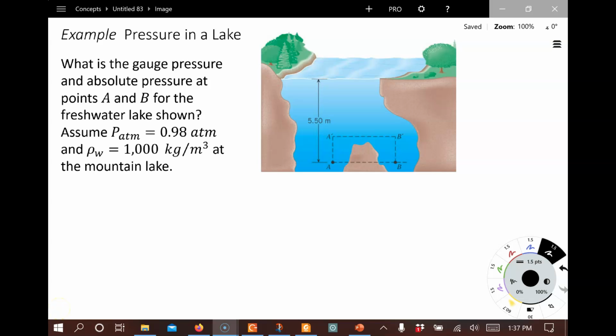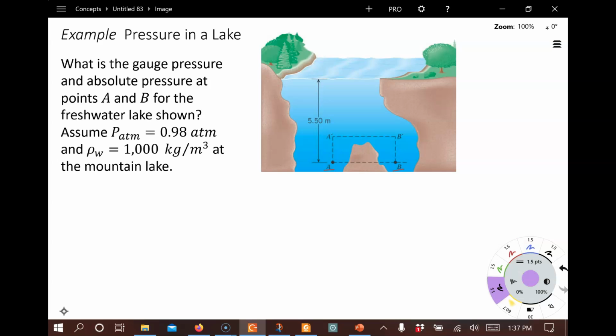Hi, this is an example problem from chapter 11 that has to do with the change in pressure with depth in a static fluid. Pause for a moment and read the question. So we're asked to solve for the gauge pressure and the absolute pressure at points A and B in the freshwater lake. And so we can see both those points here, A and B.